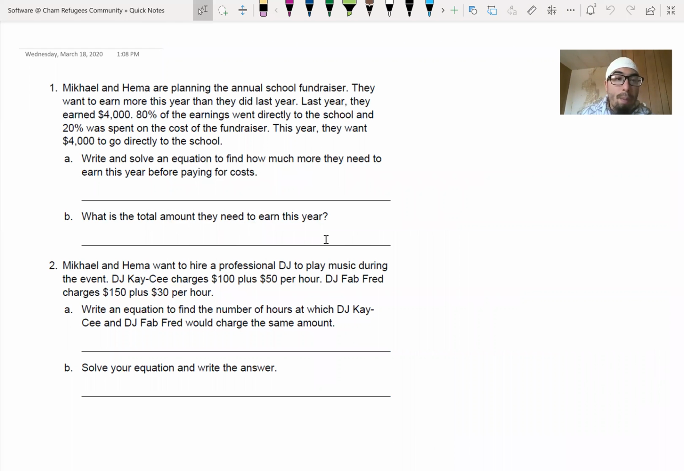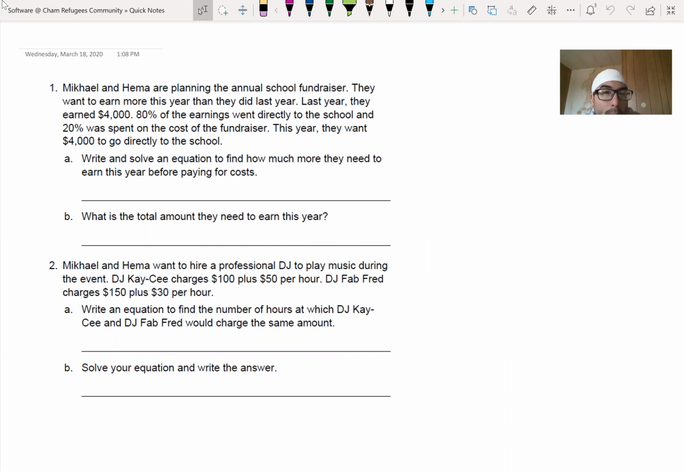So this is the problem that we had. We're still dealing with Michael and Hema. Remember, they were going to do fundraisers. They were supposed to wear hats and shirts, red shirts and red hats. This is the beginning part of it, where they were supposed to actually make a fundraiser. So we're going to learn more about it right here.